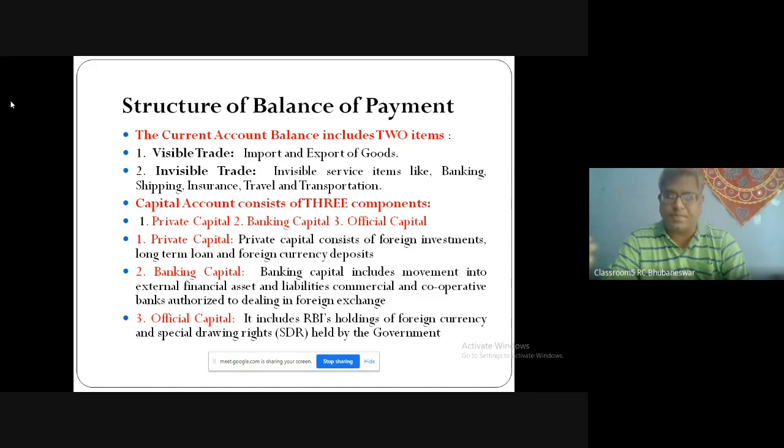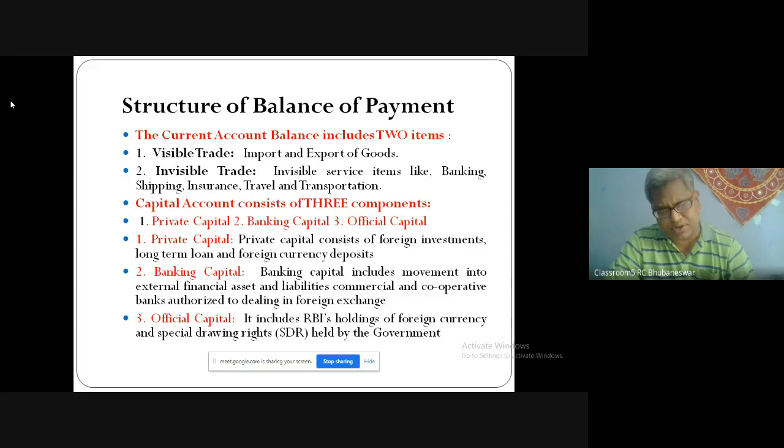If you talk about banking capital, it is the movement of financial assets and liabilities of commercial banks and cooperative banks, who deal with foreign exchange also. And official capital is related to the RBI, the central bank, for foreign exchange or any type of special drawing rights held by the country. Means, my dear students, balance of payment has two accounts.